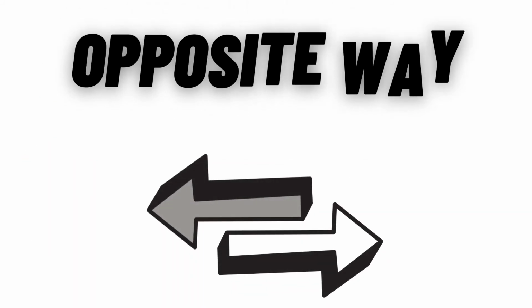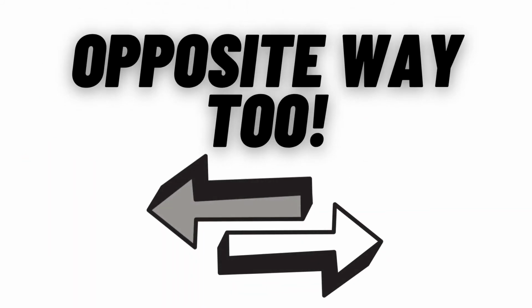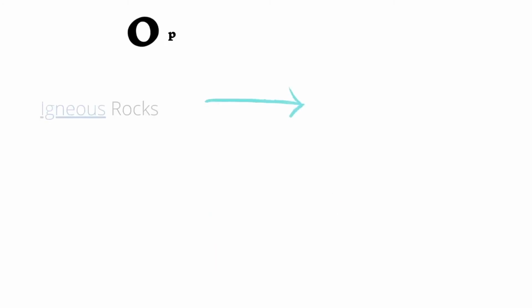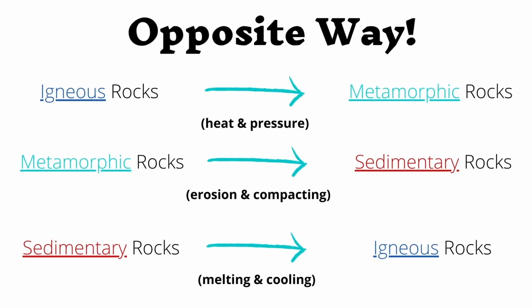This process can actually happen in the opposite way too. So, igneous rocks can turn into metamorphic rocks through heat and pressure. Metamorphic rocks can turn into sedimentary rocks through erosion and compacting. And these, in turn, can turn into igneous rocks through melting and cooling, which is pretty cool.